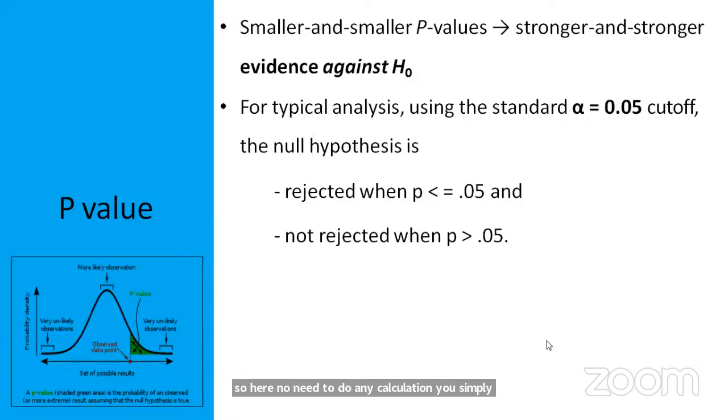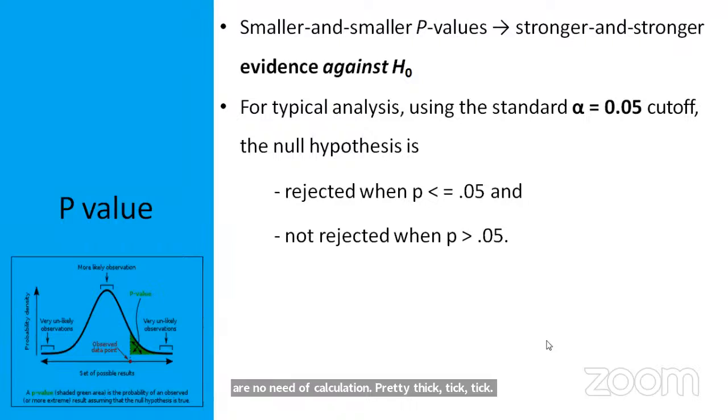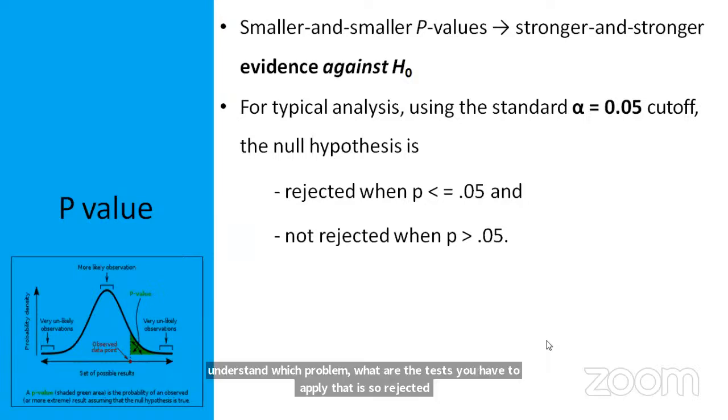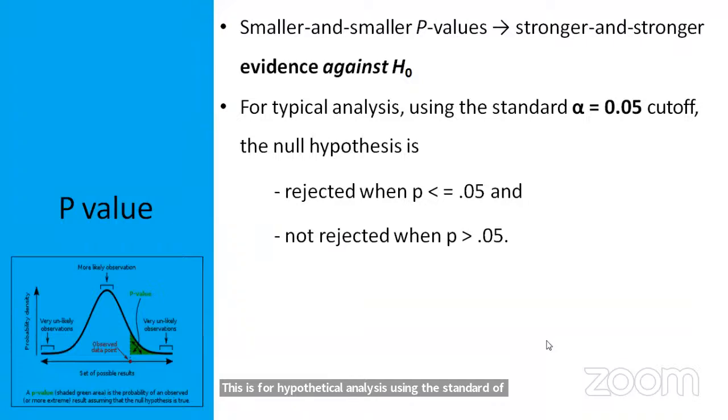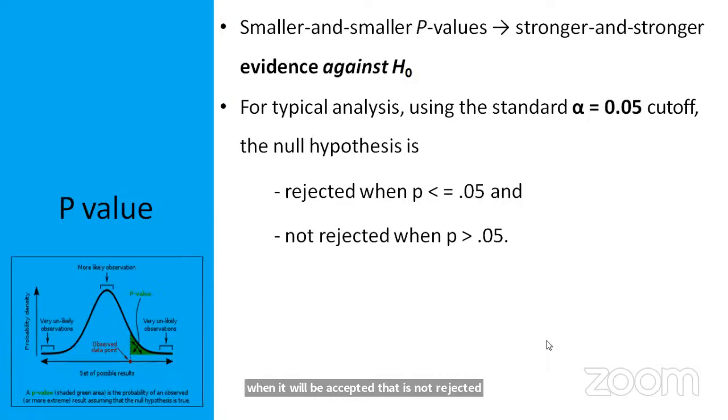The p value is automatically generated by the code already written in R programming at the back end of Jamovi. Here there is no need of calculation. You simply tick, tick, tick. You should understand for which problem, which tests you have to apply. For typical analysis using the standard alpha equal to 0.05 cut off, the null hypothesis is rejected when p is less than or equal to 0.05. When it is not rejected, your p should be greater than 0.05.